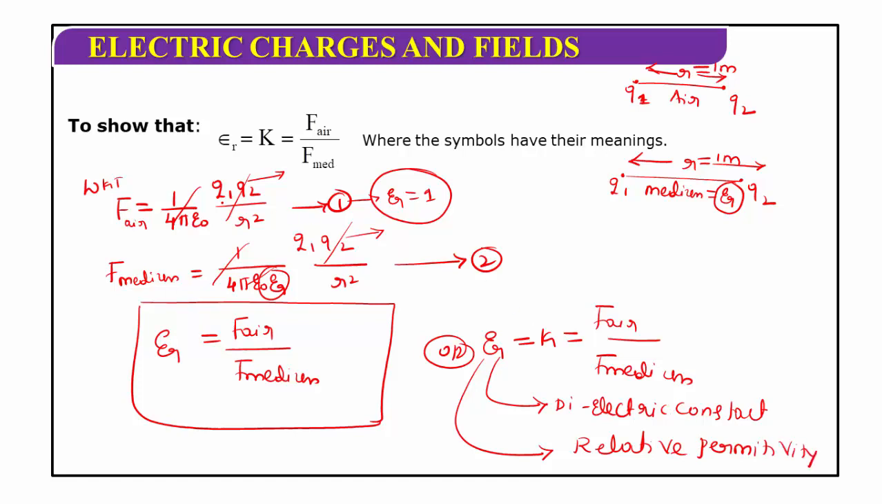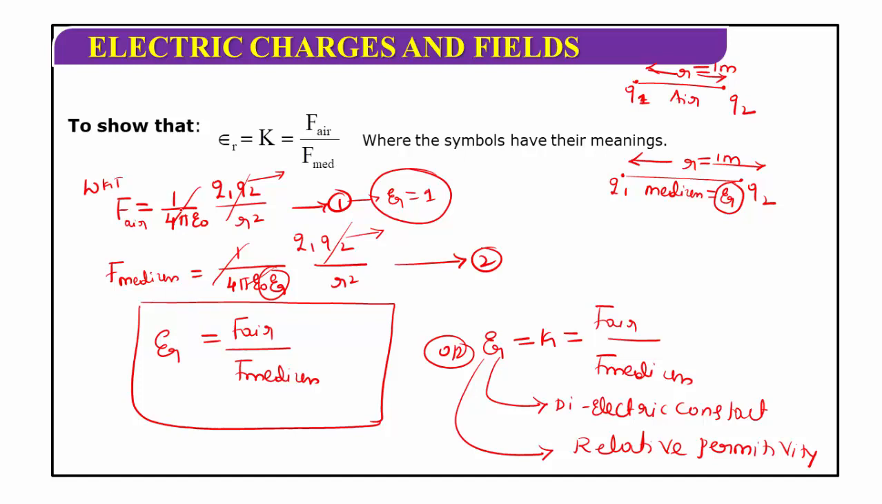Epsilon naught means permittivity of free space. And epsilon, or K, is the permittivity of the medium. Here the electrostatic force between two charges Q1 and Q2 separated by a small distance in air or vacuum is equation number 1. And the electric force between the same charges kept at the same distance in a medium of dielectric constant epsilon r is equation number 2.